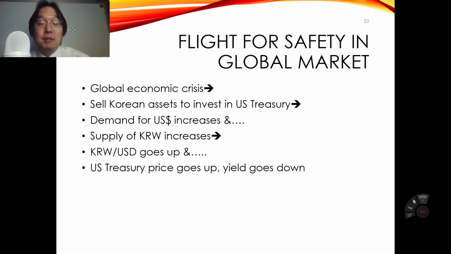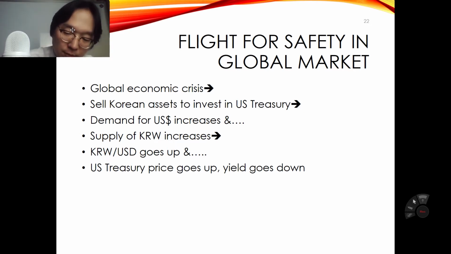The price of the bond increases, the yield of the bond decreases like crazy. The demand for US dollars increases, right? Of course, you have to convert your currency first. And then the supply of Korean won increases, which means the US dollar price, denominated in Korean won, goes up like crazy, okay? The US dollar value was going up like crazy to hit 1,300 Korean won per US dollar at one point of this observation period. US Treasury price goes up, yield goes down. That's what we found out.